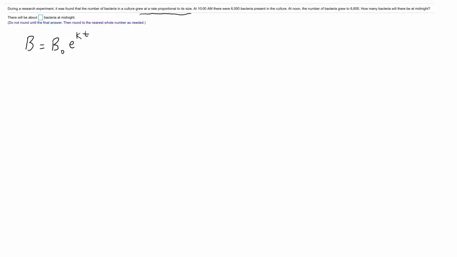Oftentimes, by default, the letter P will be used, but I'm going to use B since this is representing the number of bacteria. B sub 0 is the number of bacteria there were initially, and it looks like initially there were 6,000 bacteria. That's at 10 a.m., at the start, at t equals 0. By noon, 2 hours later, so at t equals 2, we're told that there's 6,600.